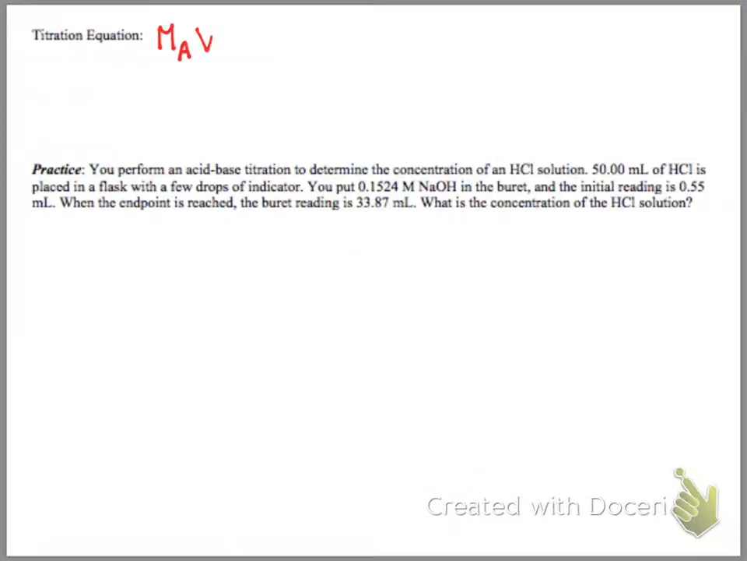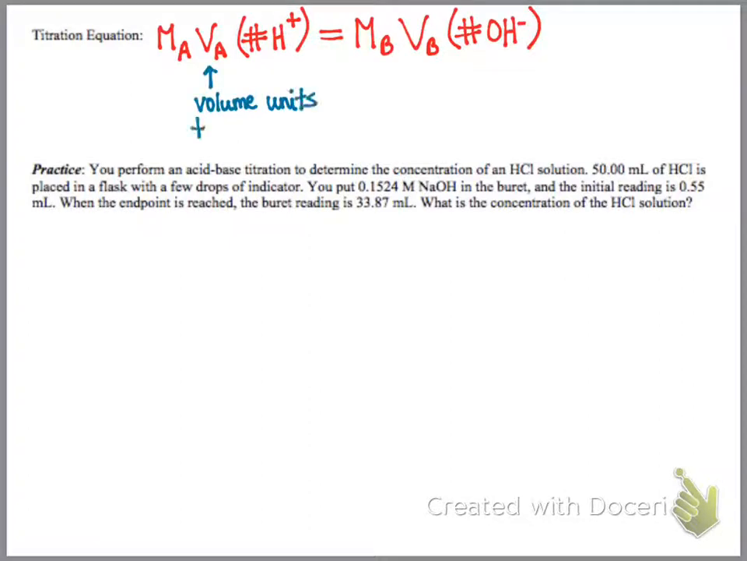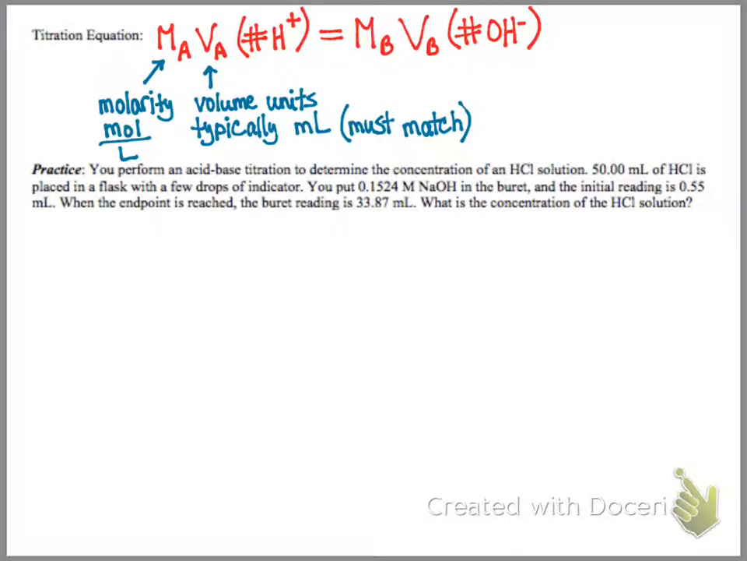So there's an equation that we can use that makes the math for titrations pretty easy. It actually looks a little bit like the dilution equation that we did in solutions. It says that the molarity of the acid times the volume of the acid, and the volume here is typically in milliliters. The volumes have to match on both sides of the equation. Then times the number of protons in the acid. So if it's a monoprotic acid, then this number of protons would be 1. If it was a diprotic acid, it would be 2, etc.